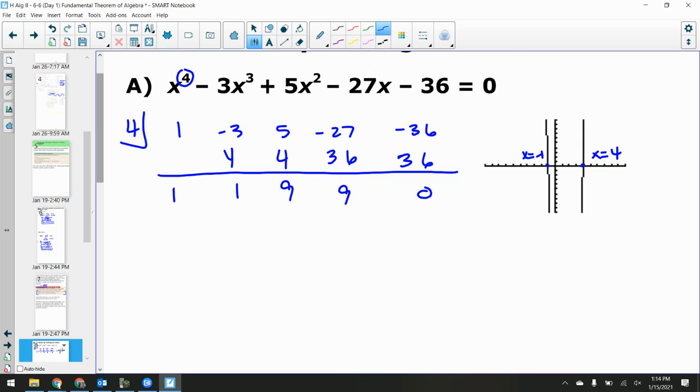All right, now let's remember that root corresponds to this factor. And then I've got x cubed plus x squared plus 9x plus 9. Now, here's the deal. I can factor this now. But do I absolutely have to factor? No. I could factor this by grouping. But did I use a -1 yet? Can I? Sure.